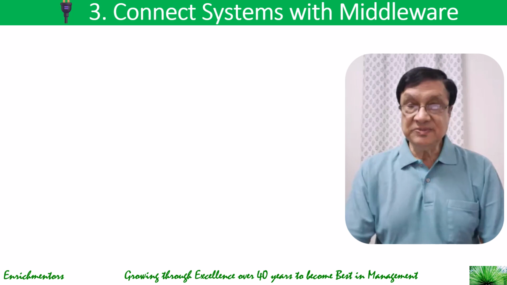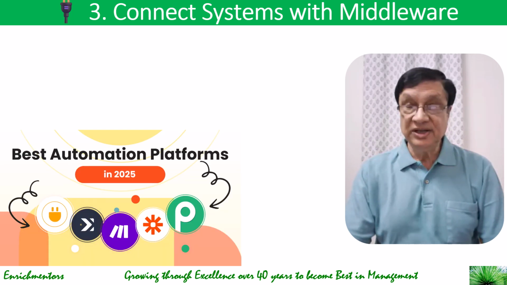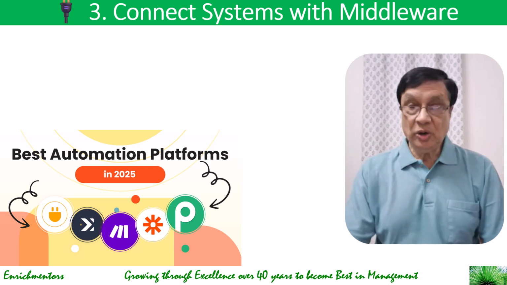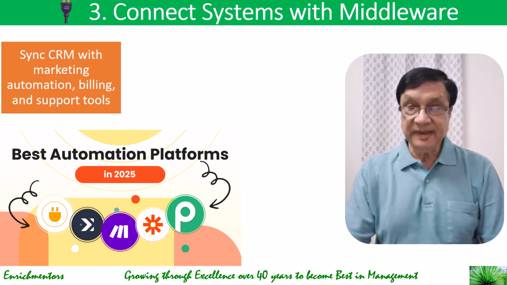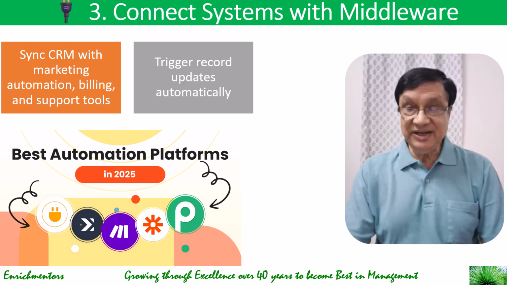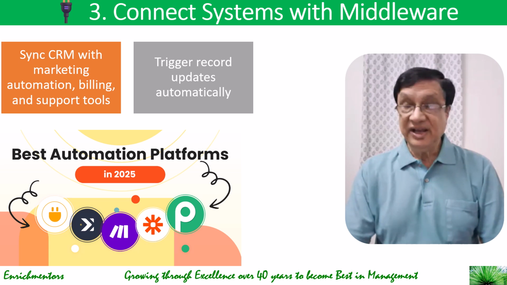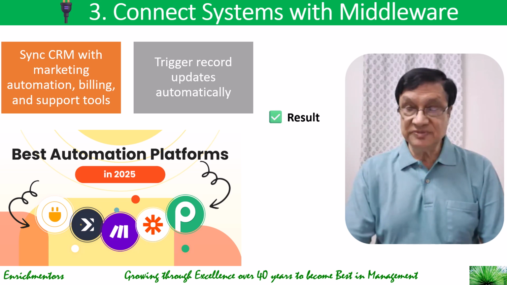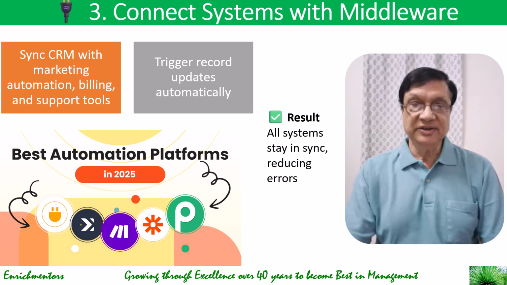Then you can connect systems with middleware. You can use automation platforms like Zapier, Make, formerly Integromat, or Workato to do a couple of things. You can sync your CRM with marketing automation, billing, and support tools, and trigger record updates automatically when a lead replies to an email, when their status changes in the CRM, and so on. And the result is that all systems stay in sync, reducing errors. So that's the wonder of connected systems.